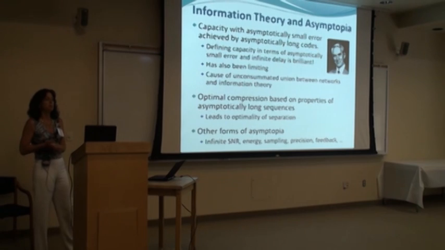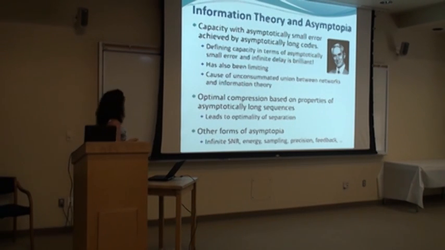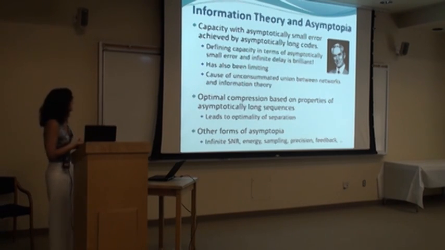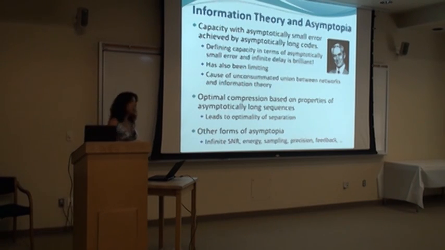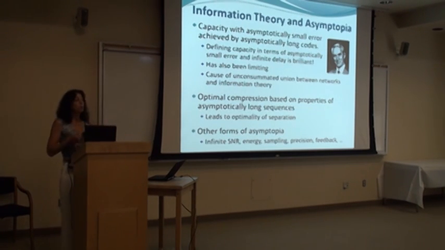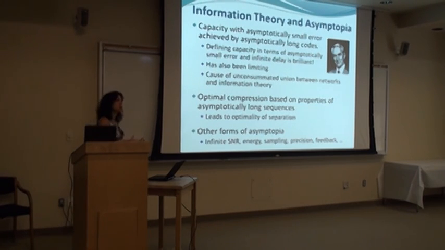What is this notion of information theory and asymptopia? Really, in many ways, Shannon's brilliance, well, there were many dimensions of his brilliance, but the notion of coming up with asymptotically long codes, which in particular meant the notion of asymptotically small error, was brilliant, and it led to many things. For example, separation of source and channel coding.